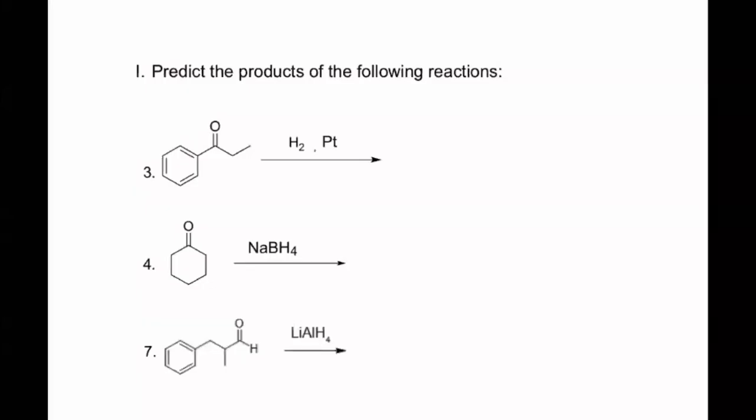Let's practice predicting the products for reactions for aldehydes and ketones. These examples are found specifically in the in-class worksheet. In the first example, we have a ketone, because we have a C double bond O connected to a carbon chain and connected to another carbon chain.